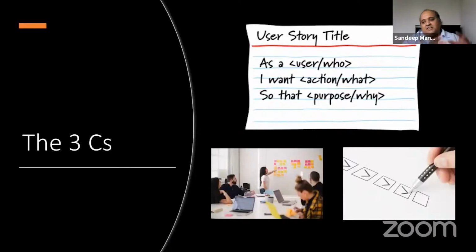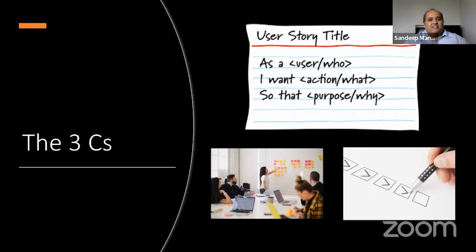Now let's come to the three key components of a user story. I call them the 3C's. The first one is card. Of course, nowadays it's all digital and online, so we have so many tools available. So the card may not sound correct, but still, the terminology is called the user story card.